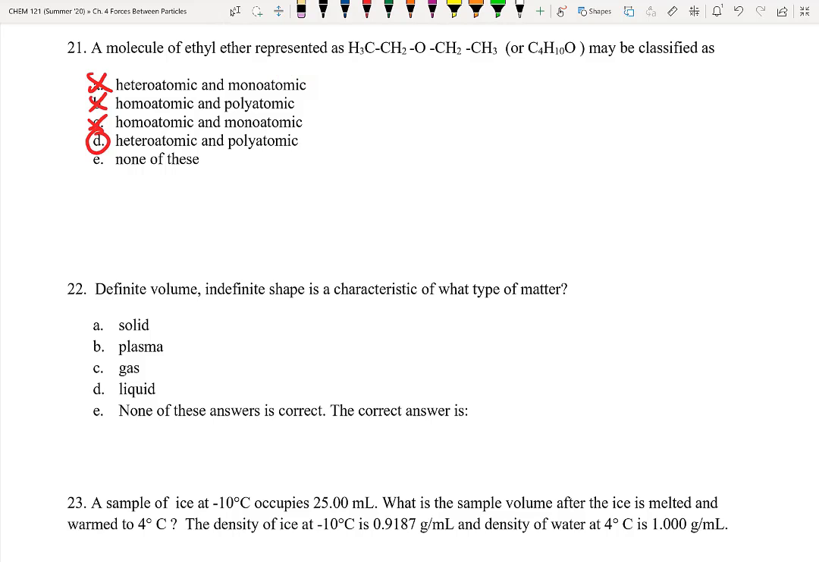All right, definite volume, indefinite shape is a characteristic of what type of matter? So do solids have indefinite shape? Do they move around? No, I'd say not a solid. We haven't really talked about plasma at all. Does anybody know what plasma is?